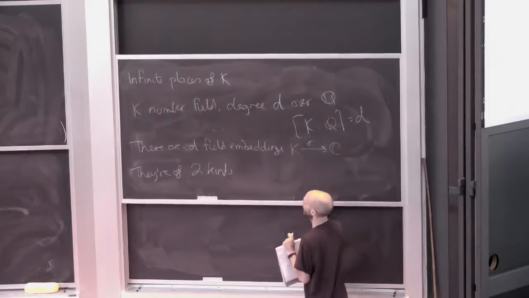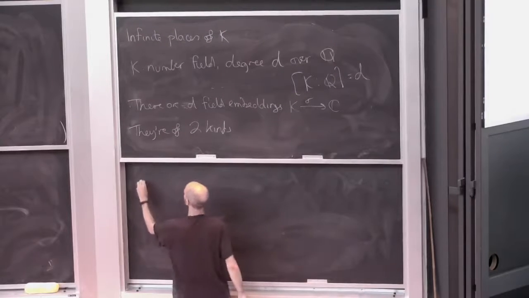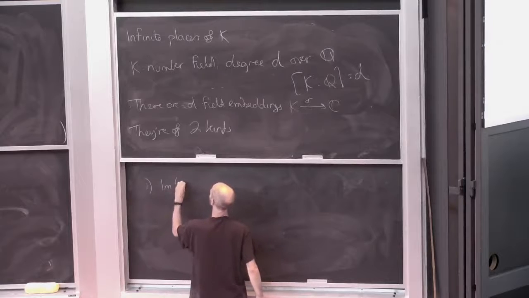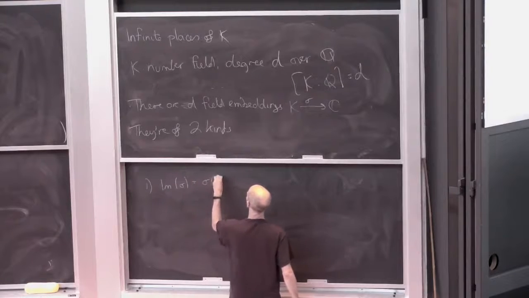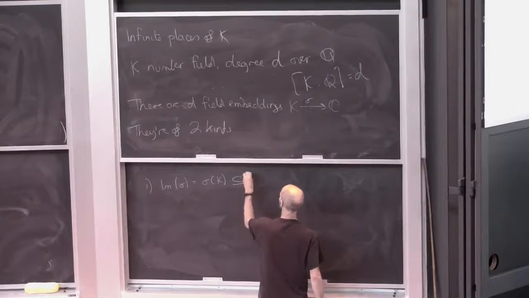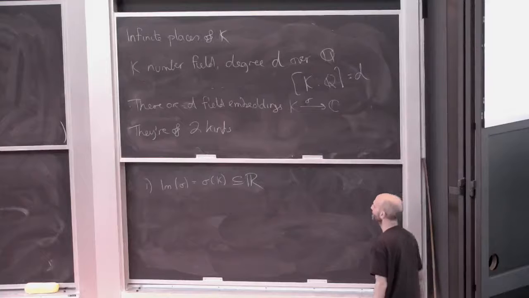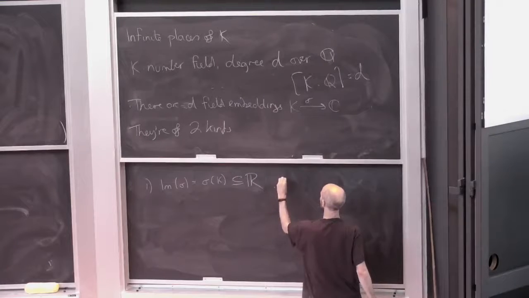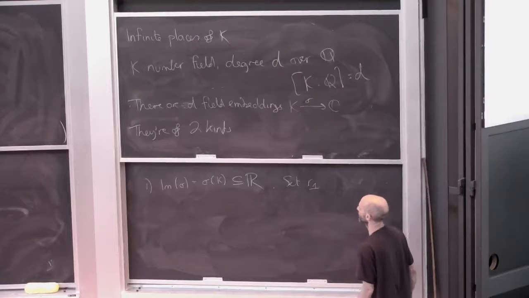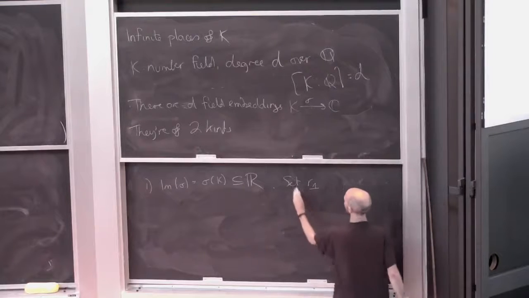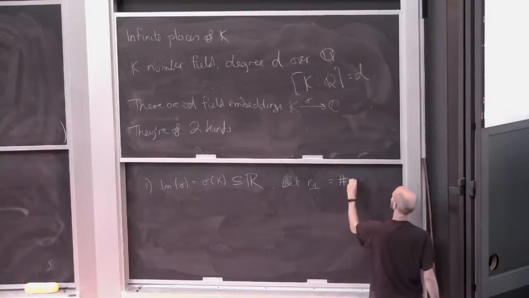They're of two kinds, right? And the reason I want to separate these two kinds out, so firstly, the image of sigma, so that's just sigma of K, actually is a subfield of R. Okay, that can happen. So let's say R1. This is the traditional notation. Well, I let R1 be the number of such sigma.